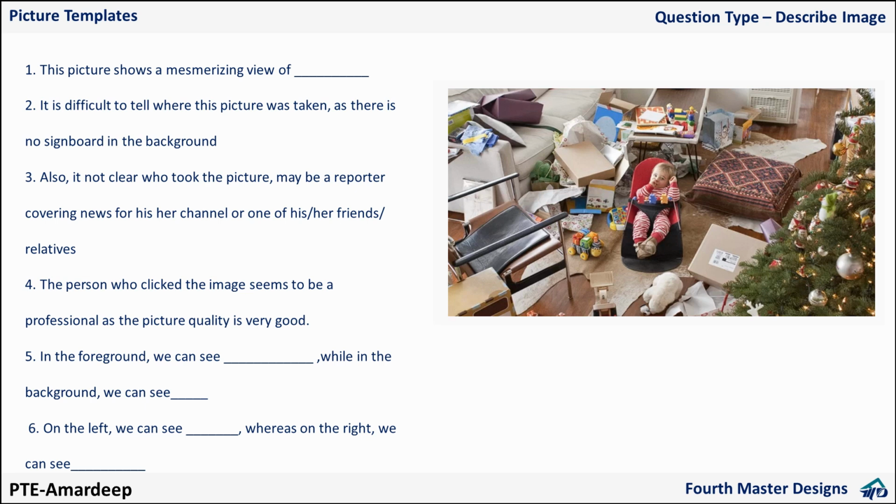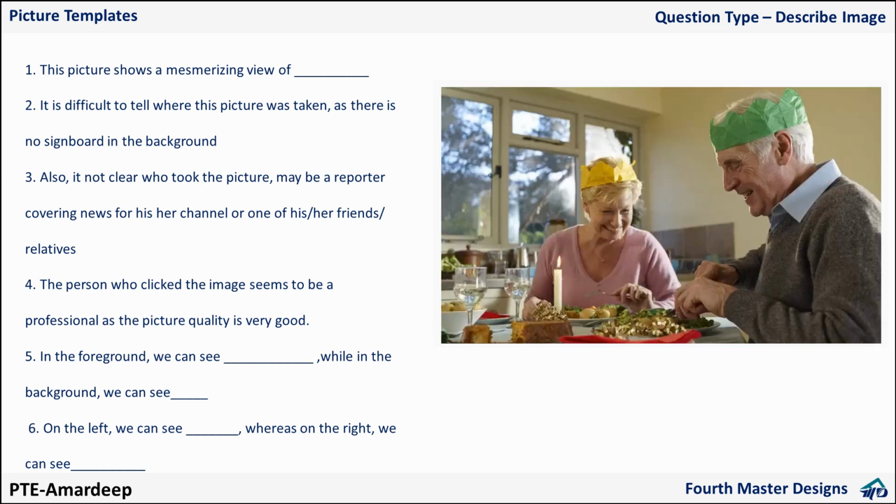In the picture, we can see a chair, we can see some toys, we can see a baby sitting in the cradle, we can see a couch or sofa set, we can see a Christmas tree, and it seems like the baby plays with many things in the home as there are many toys in the picture. 39 seconds. Okay, next one.